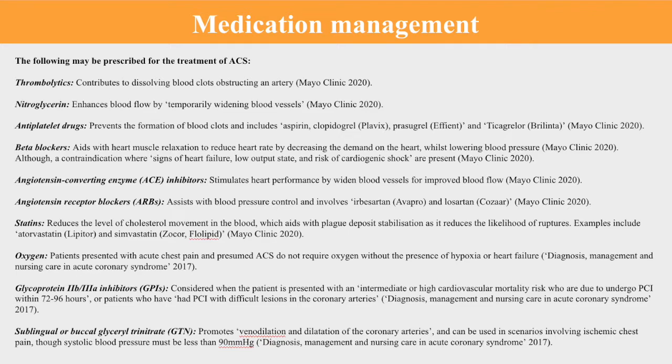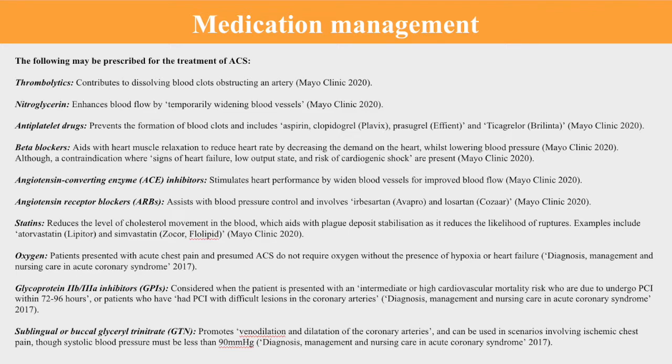Angiotensin converting enzyme, ACE inhibitors, stimulate heart performance by widening blood vessels for improved blood flow. For STEMI, captopril may be prescribed 6.25 to 12.5 milligrams TDS, titrate up to 25 to 50 milligrams, or lisinopril 2.5 to 5 milligrams per day, titrate up to 10 milligrams.